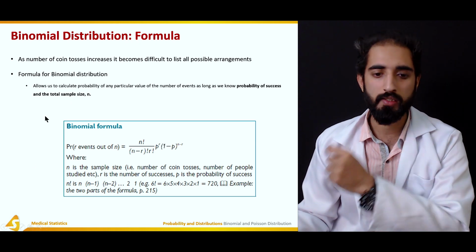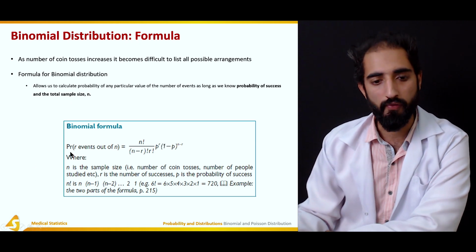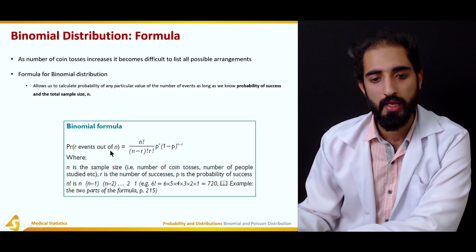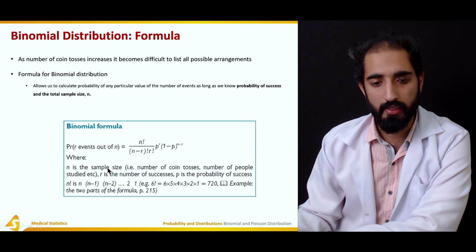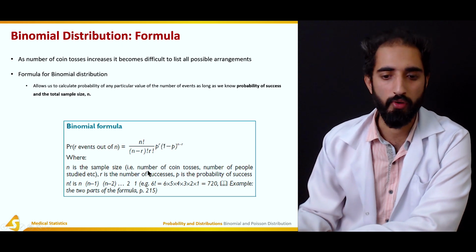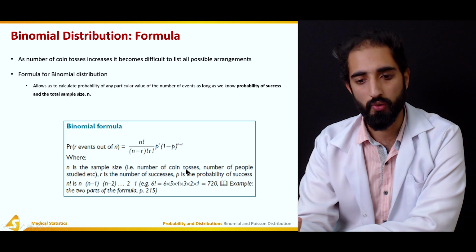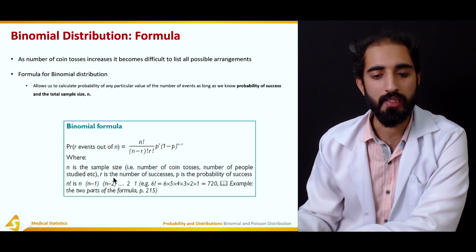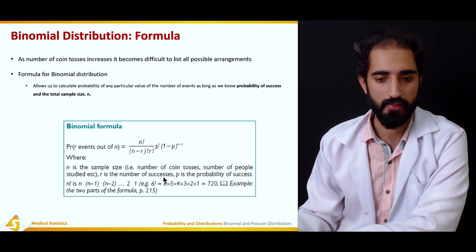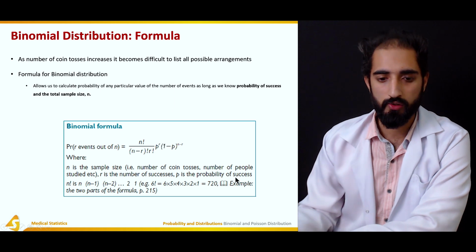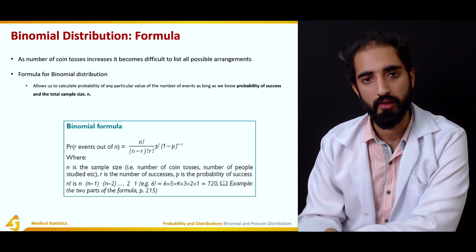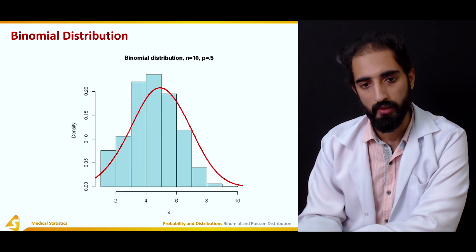Here P(R) stands for the probability of R events, out of N, the total sample, or the sample size. For example, for the number of coin tosses, if we are doing 2 coin tosses, then N would be 2, R is the number of successes, and P is the probability of success. So let's take an example and use this formula to calculate probability.